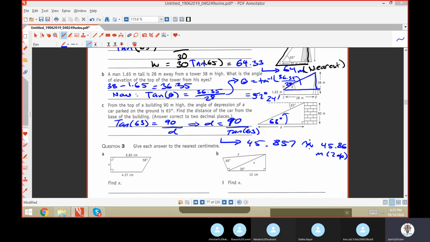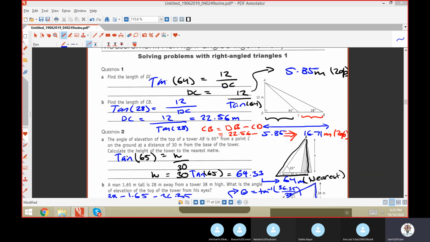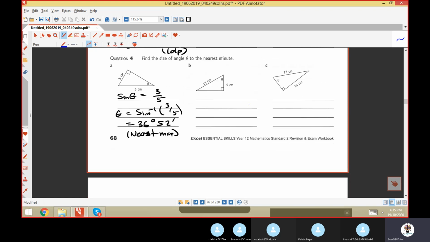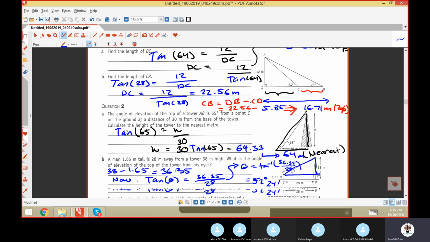Question 4 on the first page? Which one? A, B, or C? A. It's sine, right? Yeah, that's correct. Sine inverse. 3 on 5, because opposite over the hypotenuse, and then you just evaluate on the calculator. 3 over 5, that's correct. When it says nearest meter, do it whole number. Yeah, just whole number.